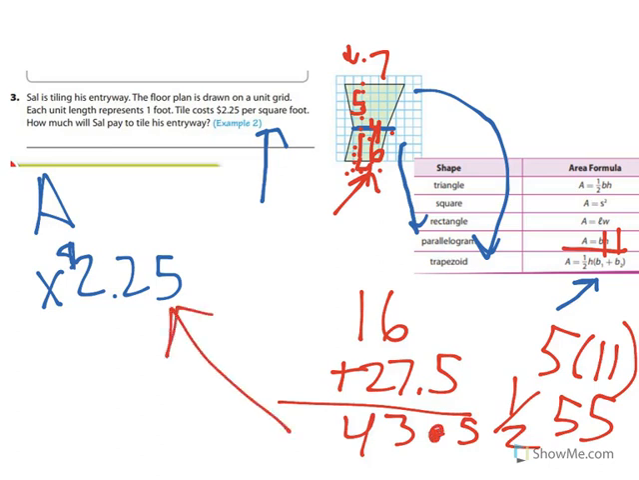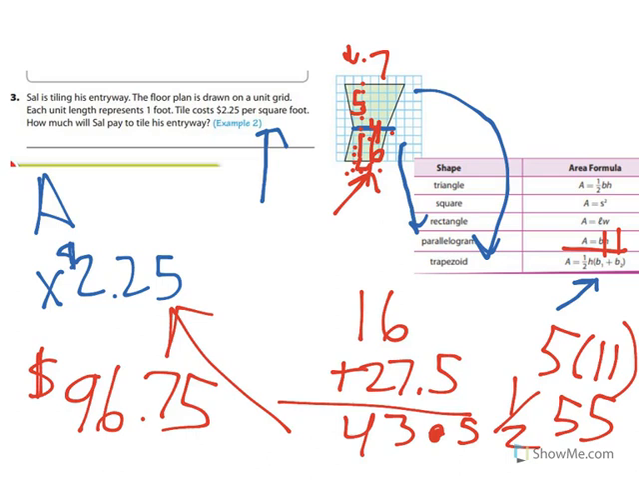Now I need to multiply that by my cost. And once I do that, I get $96.75. So that's how much he would be spending for these tiles. And just checking my work here.